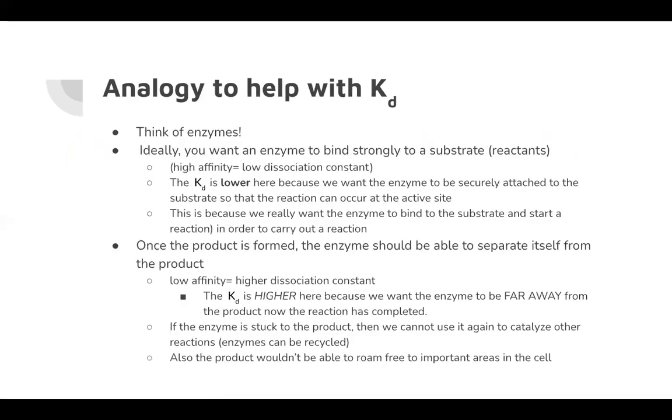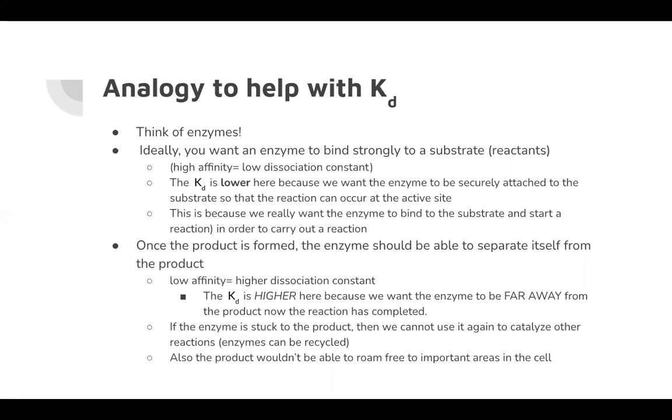Next slide. And then just another little analogy to help you guys better understand the dissociation constant. Enzymes are a really good way of thinking about it, where essentially, since enzymes help a lot of reactions go along, you want the enzyme to be able to bind strongly to a substrate or the reactants. And so you would want the KD to be lower in this case, because in order for the enzyme to be securely attached, it has to have a high affinity. So high affinity, you have low KD.